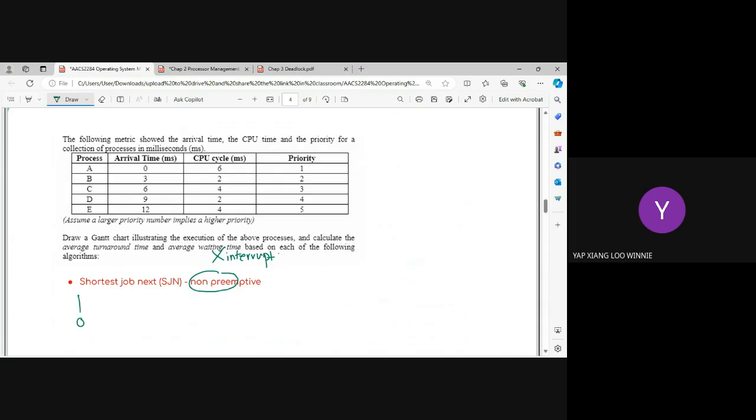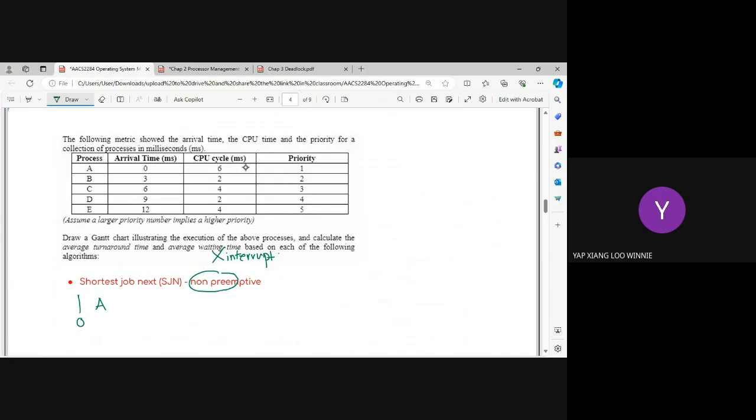But anyway, just start here. To draw a Gantt chart, always start with a line followed by this 0. So at 0 milliseconds, you get process A. Your CPU won't wait; it just sees there's a job, then proceeds with A first.